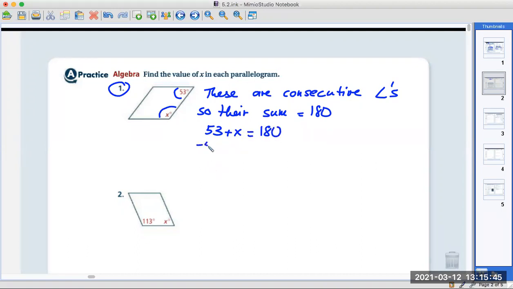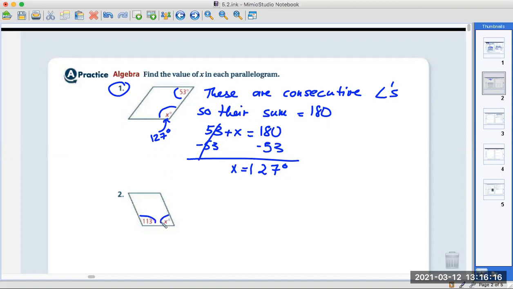And then I subtract 53 from both sides. Get rid of that part and bring down your X, bring down your equal sign. 180 take away 53 is 7, 1, that's 6, 2, and I believe it's 127 degrees. There's our answer.